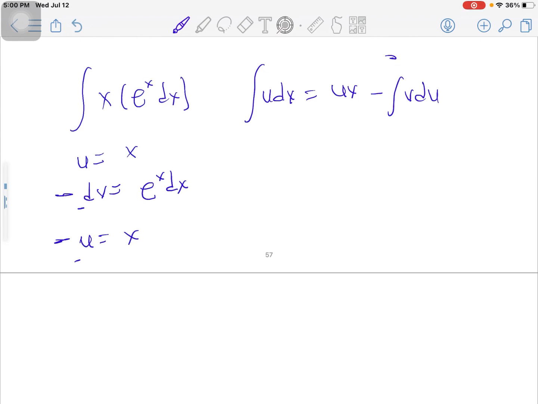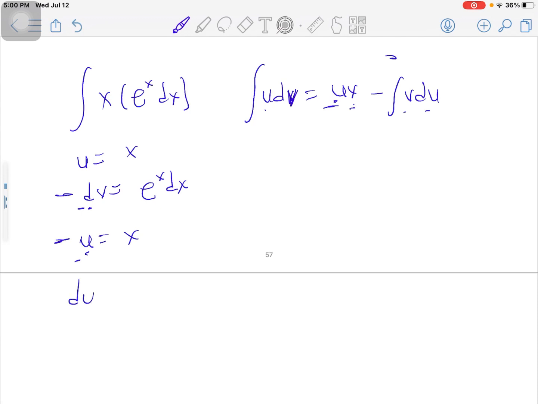And now what are we going to do again? Now, if you look at the formula, we can see that we have our u and we have our v, and we have our v and we have our du. But when you look at whatever we are having here, we have only our u and we have only our dv here. We don't have v, we don't have du.